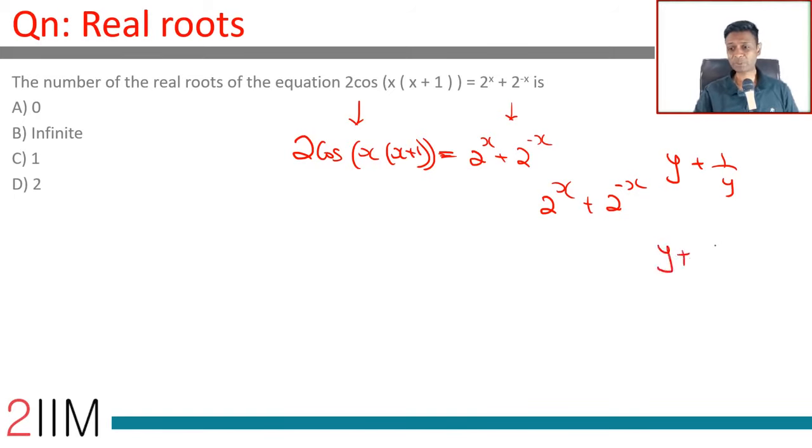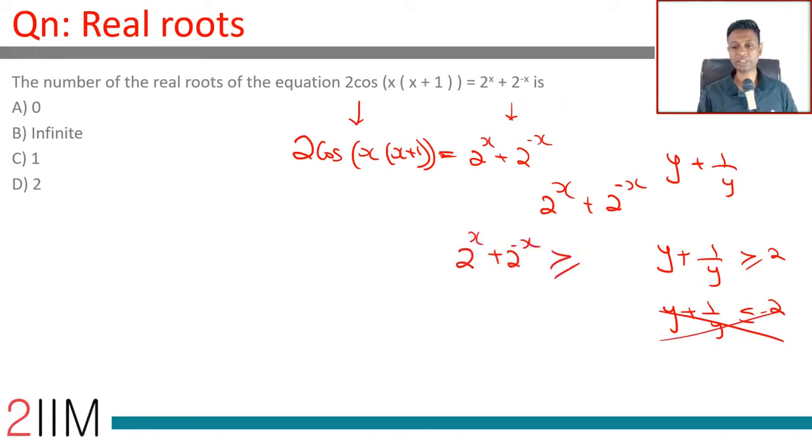Now, any expression of the form y plus 1 by y is either greater than or equal to 2, or y plus 1 by y is less than or equal to minus 2. Think about it: 3 plus 1 by 3, 5 plus 1 by 5, root 2 plus 1 by root 2. Y plus 1 by y will be 2 when y is 1, and minus 2 when y is minus 1. Here 2 power x cannot be negative, so this part we don't have to worry about. So we can say 2 power x plus 2 power minus x is greater than or equal to 2.